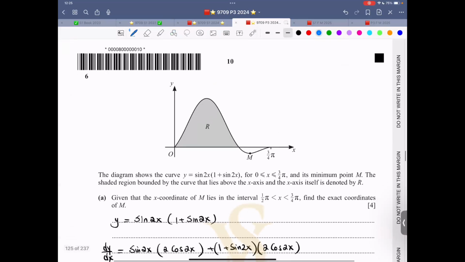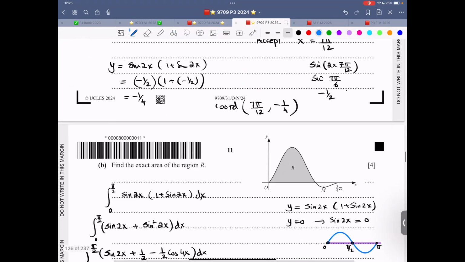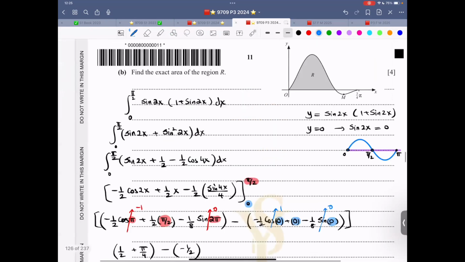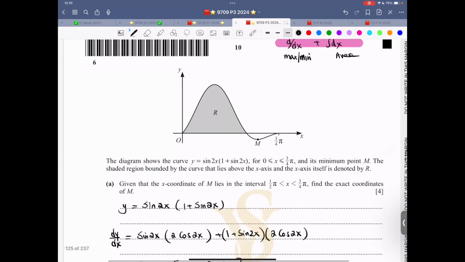Now let's look at question number 6. The first part looks like differentiation, and the next part looks like integration. One question of differentiation was asked earlier, and one question of integration was asked earlier. Now it's a combination of differentiation and integration. In differentiation, it's about maxima and minima. In integration, it's about area under the curve.